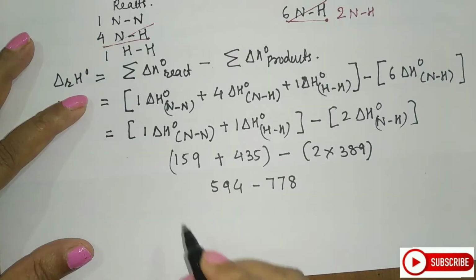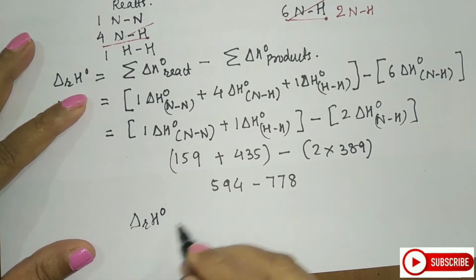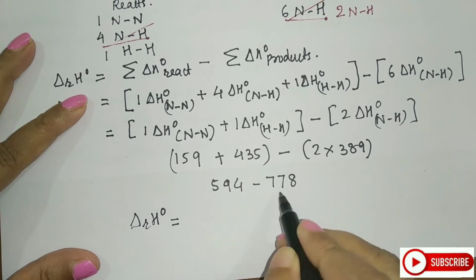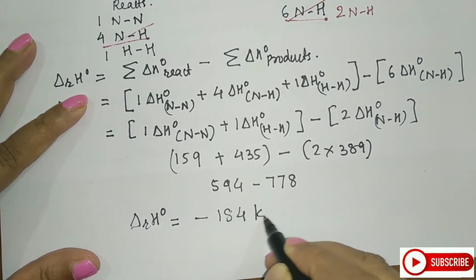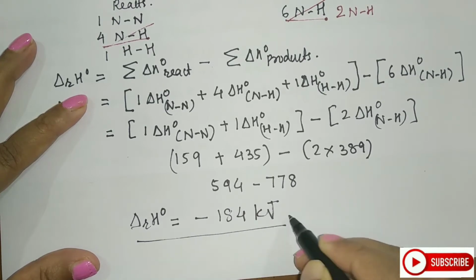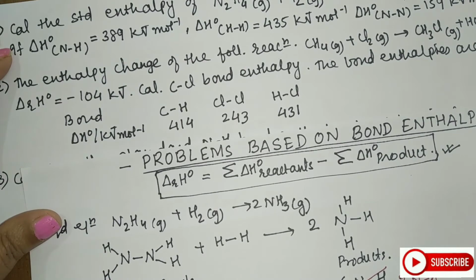Now what will be the standard enthalpy for the reaction, students? After calculating this, it will be minus 184 kJ. So this is your answer. This is how you have to solve it. Now let us move on to the next problem.